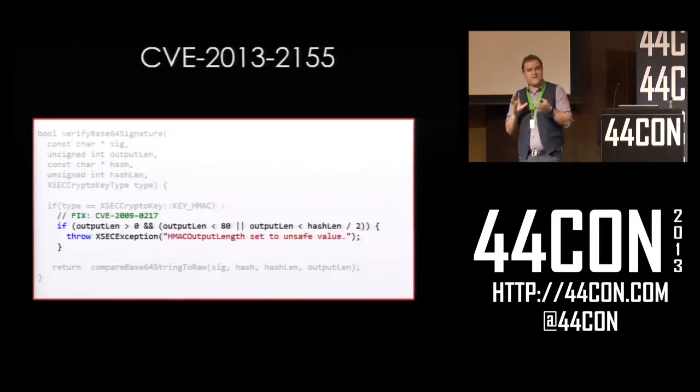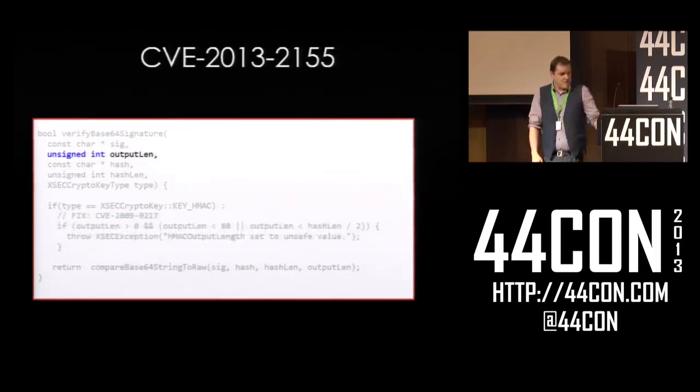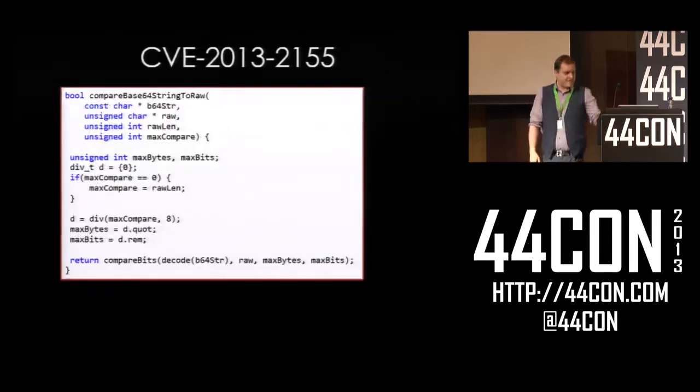So the specification was changed, so it said the minimum length of the output should be at least 80 bits, or half the size of the hash value, whichever is greater. And this is what this check is doing. The output length is greater than 0 is actually due to them using 0 to indicate that there is no output length specified. But if we look at output length itself, you'll notice it's now an unsigned int. And that's probably going to be a problem.